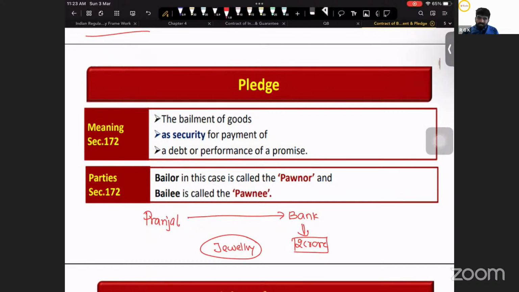Here, what Pranjali is actually doing is delivering the goods to the bank. Pranjali is delivering her jewels to the bank for a purpose. The purpose is security.